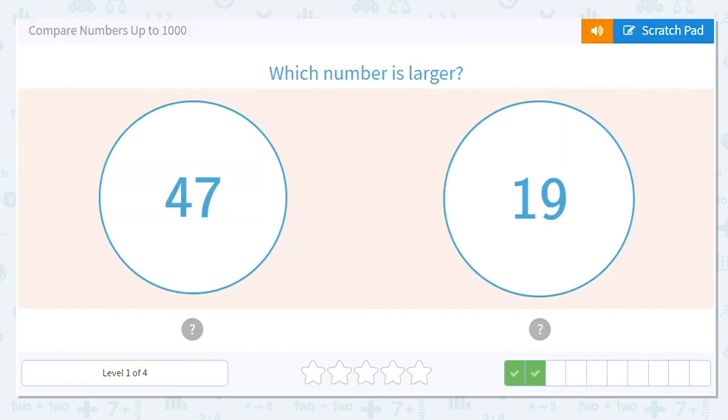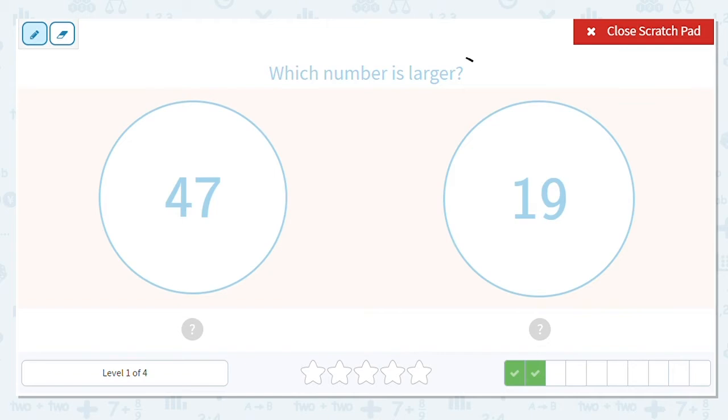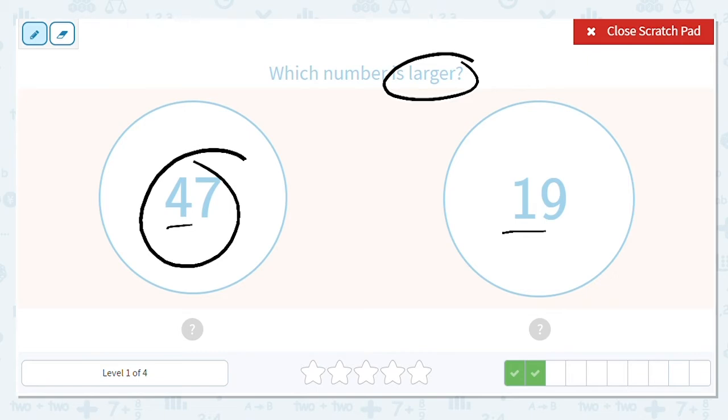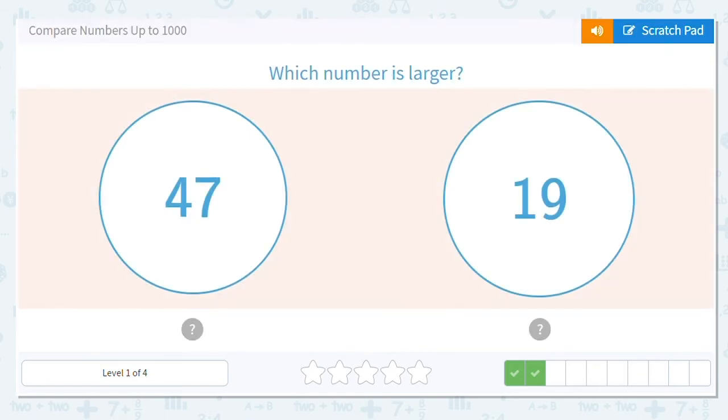Next one, same thing. We want to know which is larger or greater. We look in the tens place. We have 4 and 47 and 1 and 19. Which is greater, 4 or 1? 4 is greater, so that means 47 is greater or larger than 19.